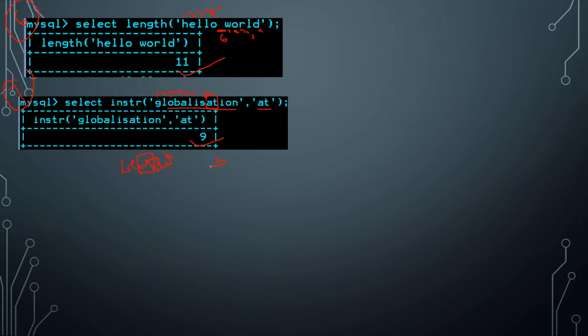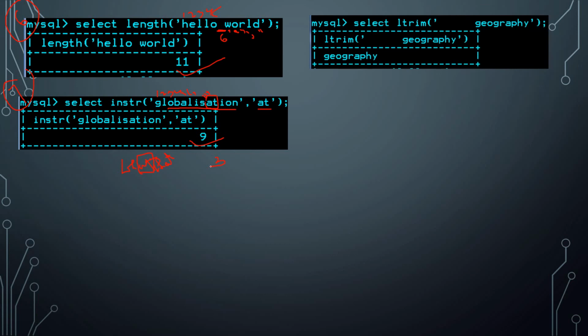Now, if I have spaces at the starting and at the ending, that means I have leading and trailing spaces in my string. If I want to remove those spaces, I have 3 different functions for them. The first one is L-trim. If I want to remove my leading spaces, that means my left spaces, the spaces before my string, I will remove them with L-trim. That is left trim or the leading trim, and it's our 8th function.